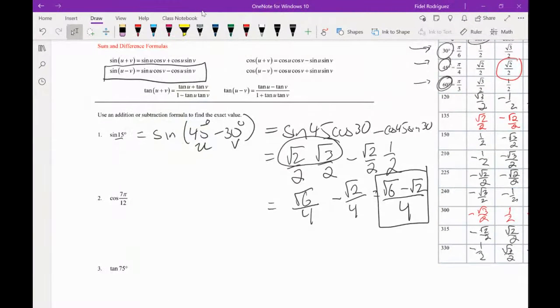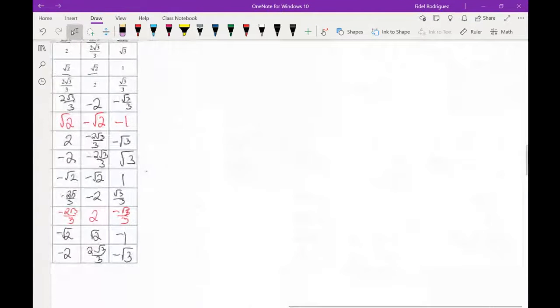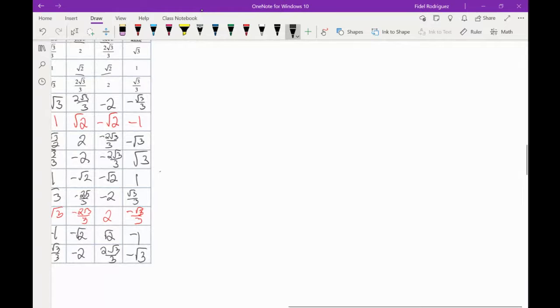Okay, so let's see if we can do the same thing for the next one. Look what we have here. We have the cosine of 7 pi over 12. So if I were sitting where you're sitting, this is the first thing I would do. I'd say, okay, what is 7 pi over 12 in degrees? Anybody remember how to convert radians to degrees? What do I got to multiply by? 180 over pi, right? Think about it this way, guys.